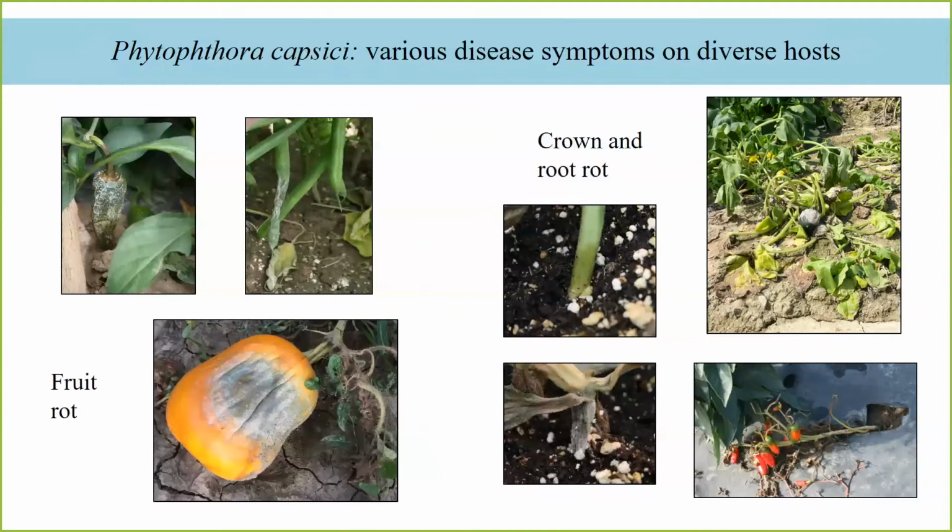Phytophthora capsici can infect all plant organs and causes different symptoms, the most important of which I'm showing on this slide. We see fruit rot on the left. The white growth that you see is the pathogen sporulating. And I'm focusing on crown and root rot, symptoms of which we see on the right. Crown and root rot causes damping off symptoms in young seedlings, but also affects more mature plants, causing lesions on the roots and stems, which lead to wilting and plant death.